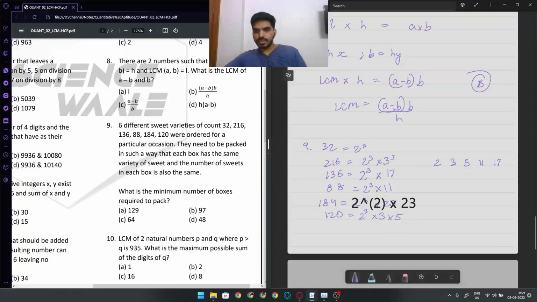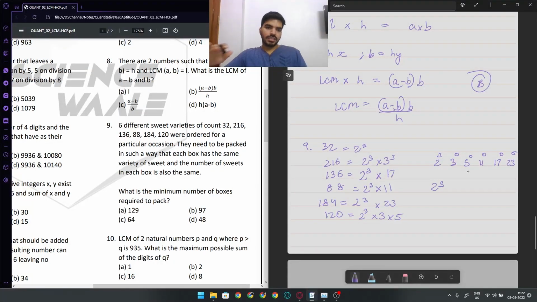In HCF, you have to do the reverse of that thing, that is minimum power this time. For minimum power of 2, we have 3. This is the minimum. For 3, 0. For 5, 0. For 11, 0. Obviously, option 1 is visible that all of these will be 0. 2 to the power 3 is their HCF. Now, 8 is the HCF.